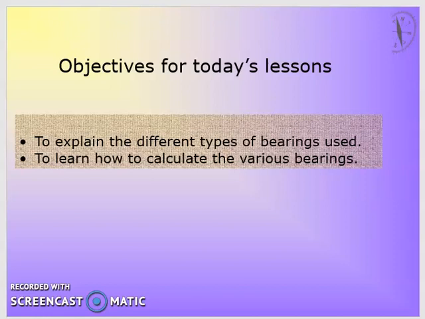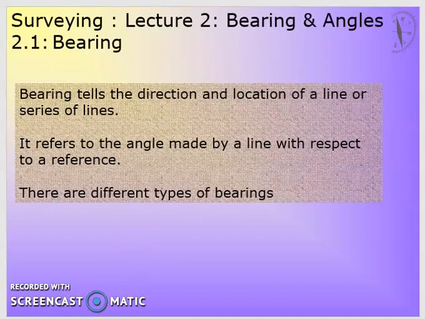For today's lesson, we are going to explain the different types of bearings that are used when we are doing a total station traverse, and we will learn how to calculate the values of these bearings. Bearing tells the direction and location of a line or a series of lines.